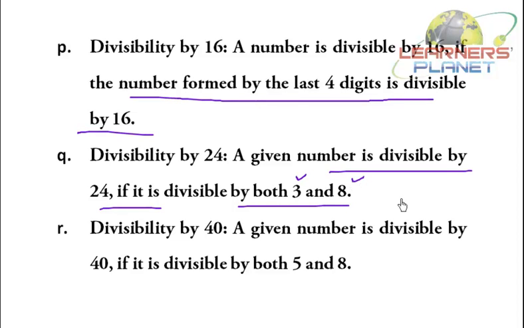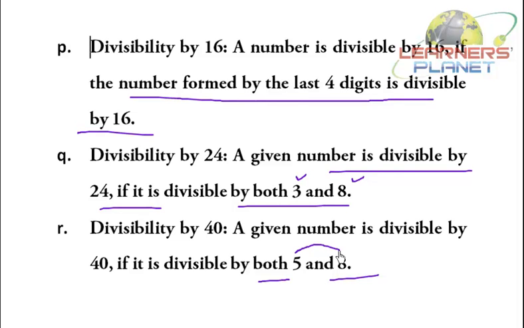Similarly, divisibility by 40. A given number is divisible by 40 if it is divisible by both 5 and 8. So 5 and 8, again, are the factors of 40 which are co-prime to each other. Similarly, we can check whether the given number is divisible by 65, maybe 72, maybe any other number. In case of 65, we have to check whether the given number is divisible by 13 and 5 both as well. Here 13 and 5, both of them are factors of 65 which are co-prime to each other.